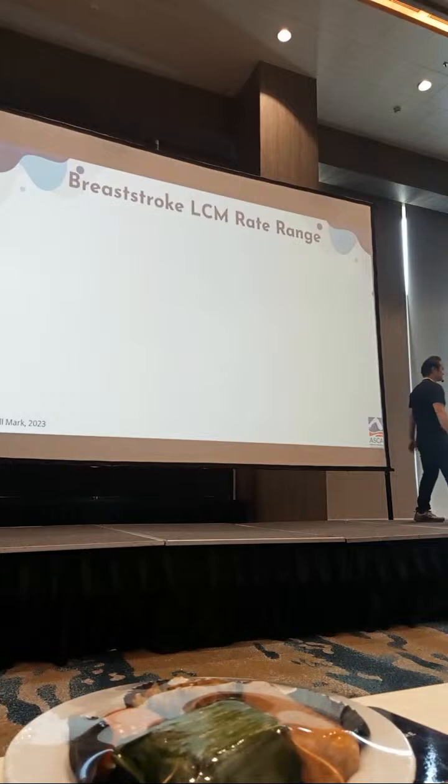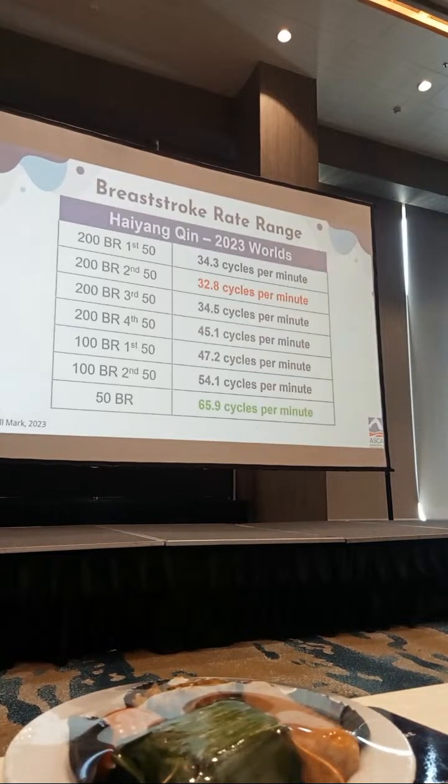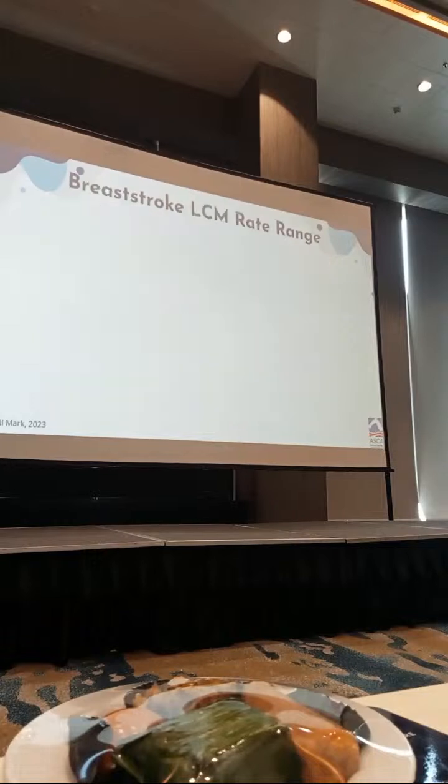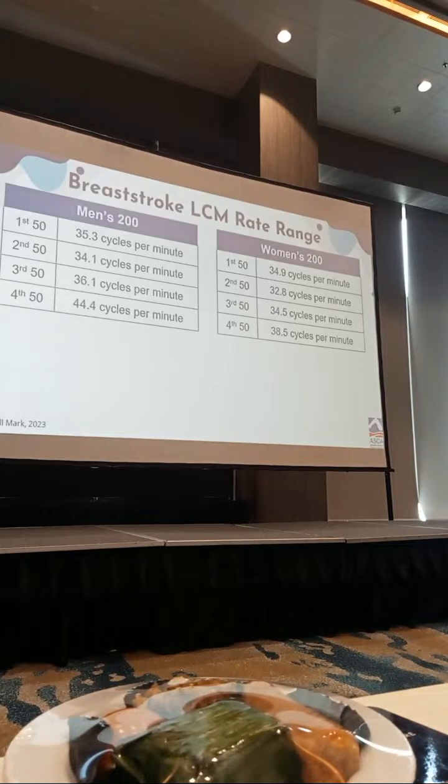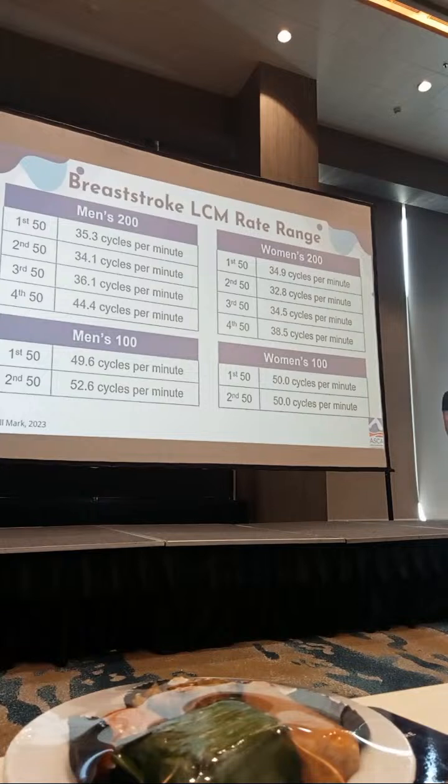Oke, ya, jadi apa yang bisa kita pelajari dari datanya Chin Haiyan adalah 50 terakhir dari setiap jarak lomba itu harus naik stroke rate-nya, harus lebih cepat. Ya, karena di saat perenang itu lebih capek, stroke rate-nya harus naik. And we can see that this is the average of the top 8 in the last 2 years, the same pattern as Chin Haiyan. Ya, ini adalah data perenang putra dan perenang putri 2 tahun terakhir top 8 dunia.